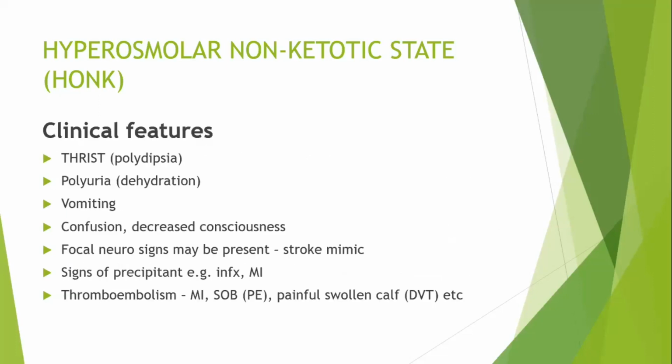Clinical features, the first thing that you will see is thirst, so polydipsia. So the patient will present extremely thirsty, and that should be your first wake-up call to he might be suffering from HONC. Then polyuria, vomiting, you'll see later on, confusion, decreased consciousness, and they might have neurological symptoms that will mimic a stroke, like weakness on one side, and from embolisms as well, but you'll see that happening a lot later on in the history of the patient.